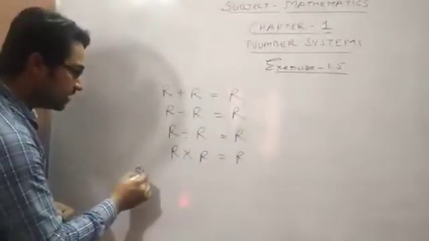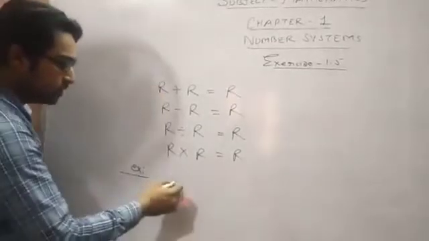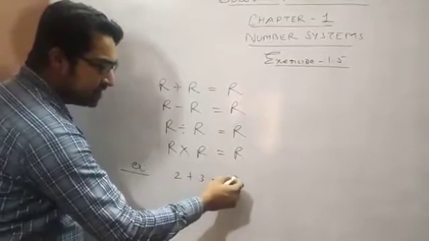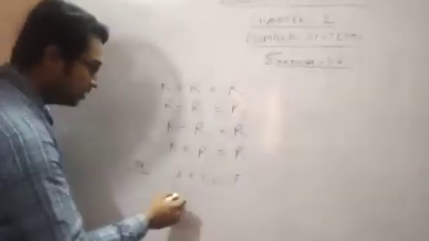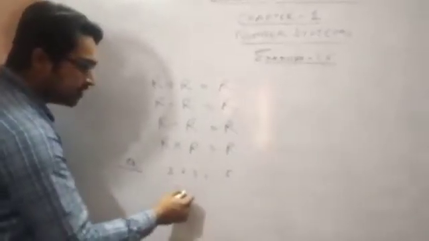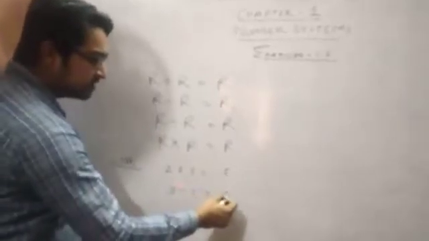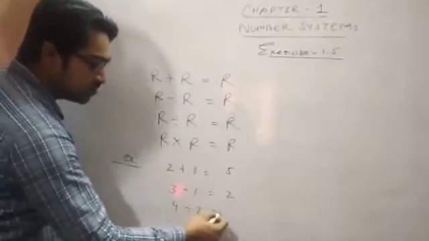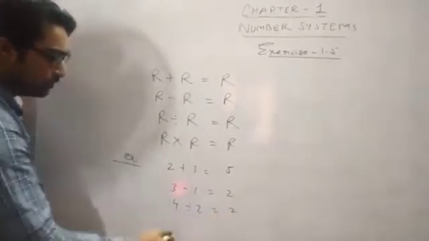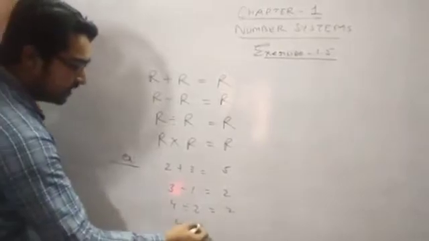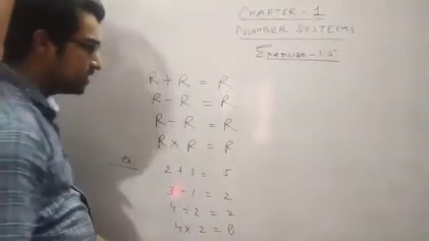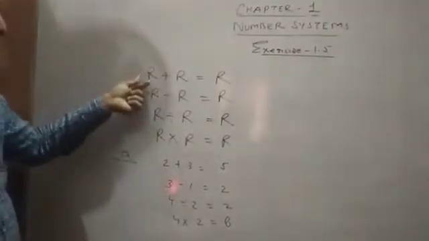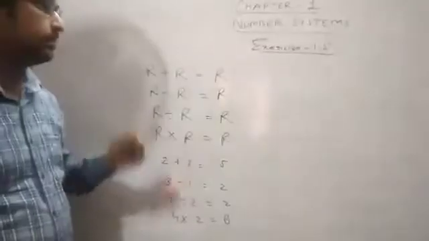Let's see examples. First, we know that 2 is a rational number and 3 is also a rational number. When we add them, the result is 5. 3 is a rational number and 1 is a rational number. When we subtract, the result is 2. 4 is a rational number and 2 is a rational number. When we divide, the result is 2. 4 is a rational number and 2 is a rational number. When we multiply, the product is 8. So these are the forms of rational numbers when we add, subtract, divide or multiply.